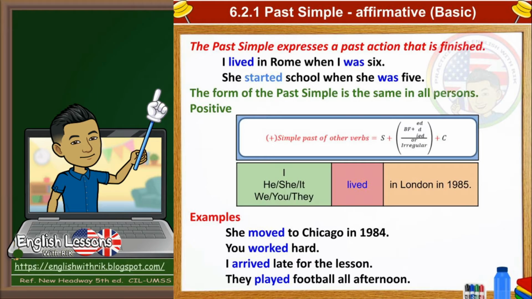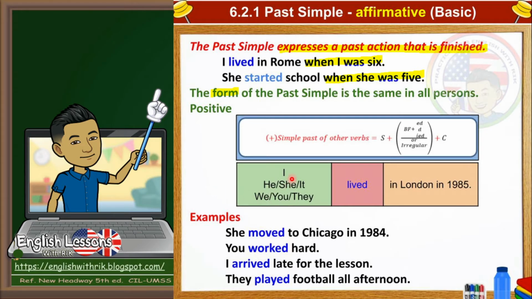Past simple. The past simple expresses a past action that is finished. I lived in Rome when I was 6. She started school when she was 5. The form of the past simple is the same in all persons.